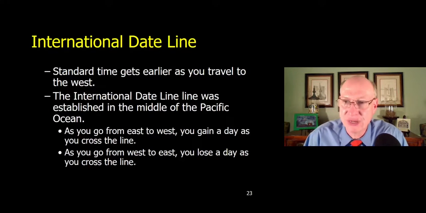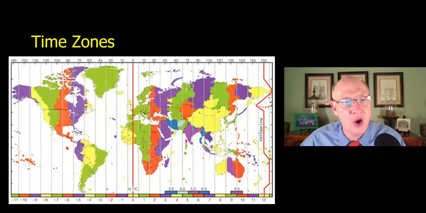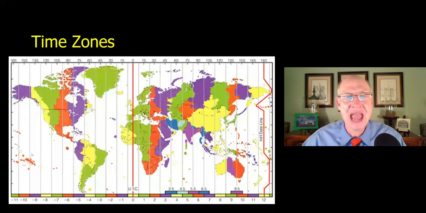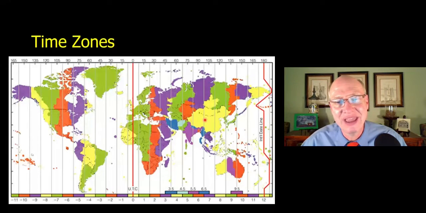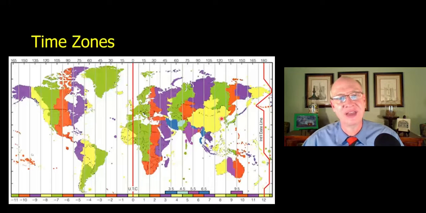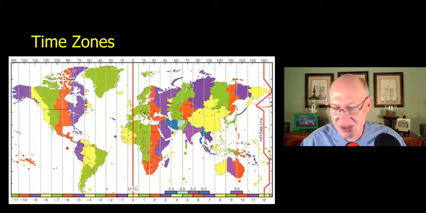Well, that creates an interesting problem. If we go to the east and time gets later, and we go to the west and time gets earlier, what happens when we wrap around the world? How can it get both later and earlier? Because if we keep going west and west, it's going to get earlier and earlier. We'll end up someplace on the opposite side of the world. But if we go from here and we get later and later, we're going to end up on the opposite side of the world. So how does that work? How can it be both later and earlier on the other side of the world?